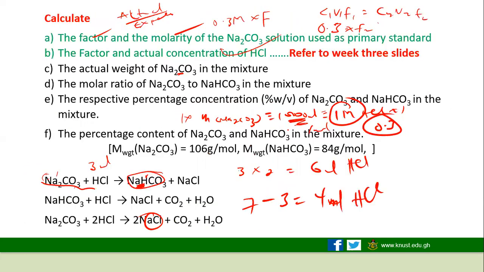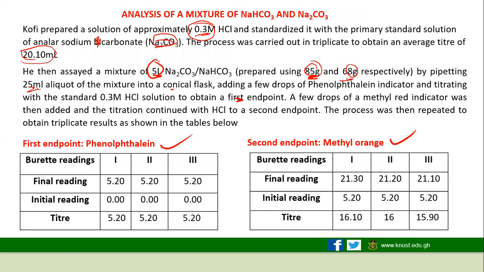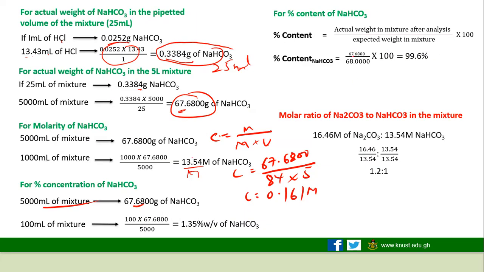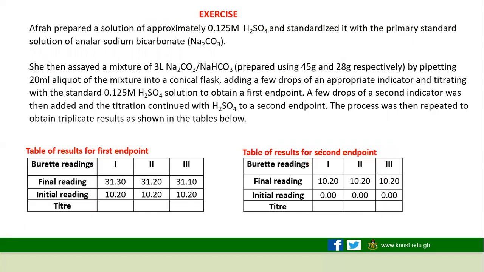So from the question, we realize that they weighed 68 grams, right? So that is the expected. And then the actual one was 67.68. So it's 67.68 divided by 68 times 100. That's giving us a 99.6% content, right? Good. Now the mole ratio will be the ratio of the two concentrations found, right? And then you get 1.2:1.